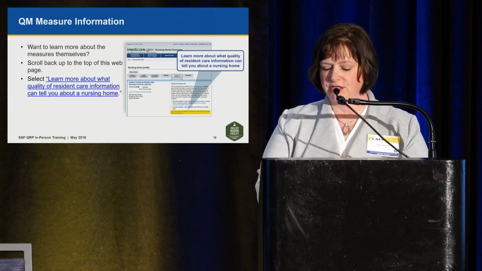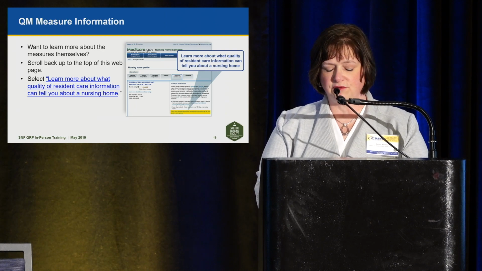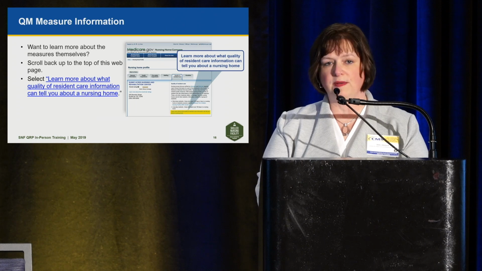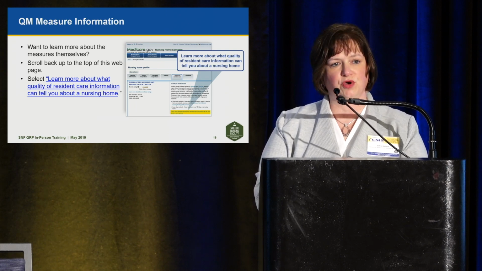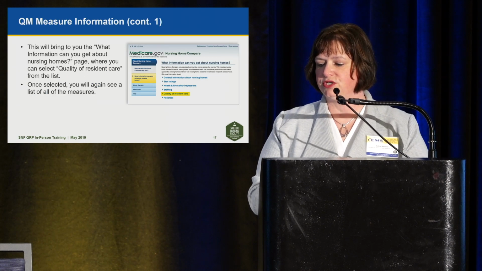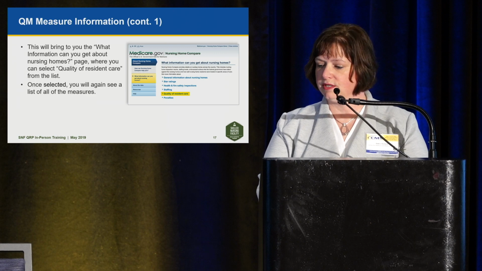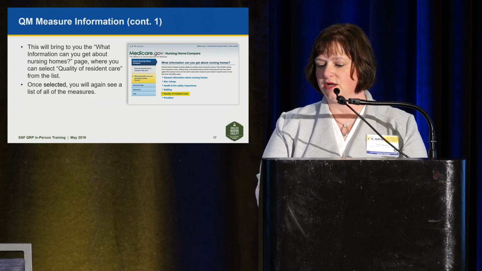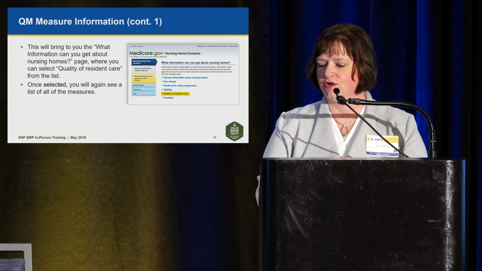You may learn additional information about the measures themselves from the Nursing Home Compare website. If you would like to learn more information, you will scroll back up to the top of the webpage and select the Learn More About Quality of Resident Care Information Can Tell You About the Nursing Home link. When you select that link, it will bring you to this page, the Medicare.gov Nursing Home Compare page. This is where you will learn more information about what benefit you can get from this information for nursing homes. You can select the quality of resident care.